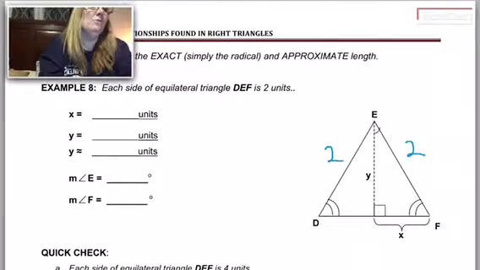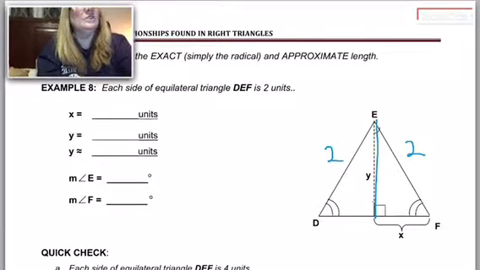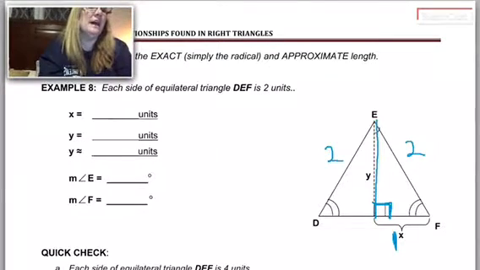Well, when you have an equilateral triangle and when you draw the height, which is at a right angle, it cuts this base in half. So if this side is 2, this would be 1 because it's half.